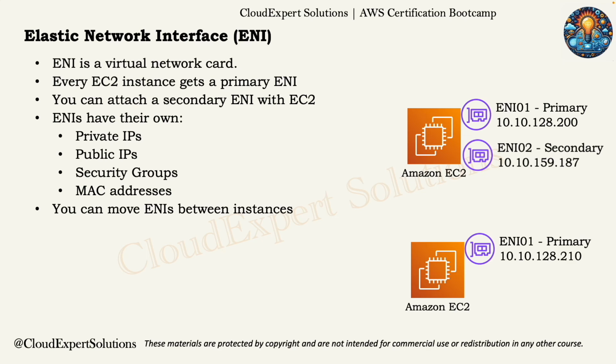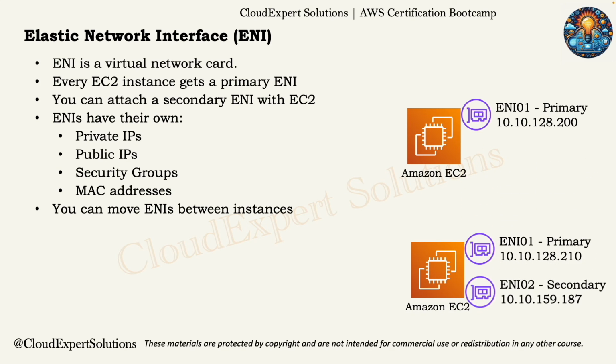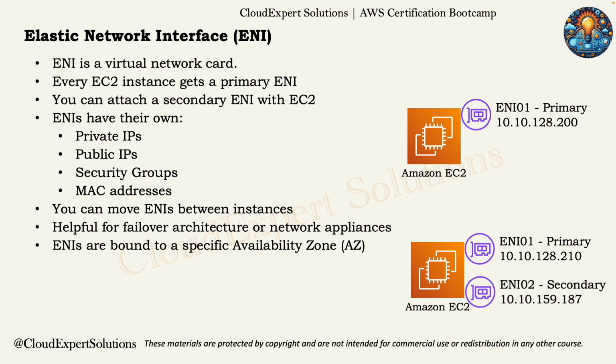Now you can move this ENI between instances. If we assume that I have a second EC2 instance, and if we want to move this ENI, I'll be able to move this ENI from EC2 instance 1 to EC2 instance 2. This is helpful when you want to implement a failover architecture for your network appliances or for your EC2 instances. Now please remember, ENIs are bound to a specific availability zone. Let me clarify.